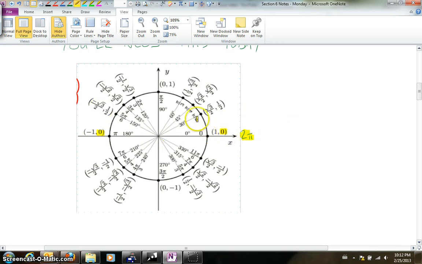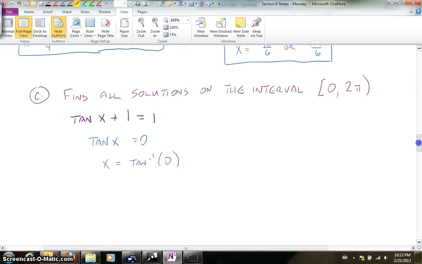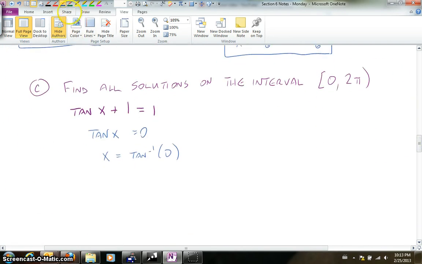Every pi, so 0, and then every pi after that, so 1 pi, 2 pi, 3 pi, 4 pi, 5 pi, all of those have tangents equal to 0 because we put the opposite side 0 over the adjacent side 1, or in this case negative 1, and we still get a tangent equal to 0. So my best solution would be to say 0 pi and pi.